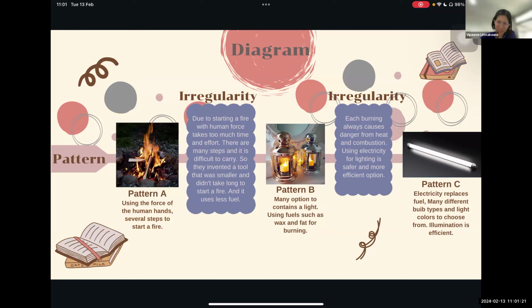Thank you for your presentation, Chavisa. Yeah, we can see the development of the illumination. Yeah, and we care more about safety as well. So we want to contain the fire within the equipment. Yeah, thank you.